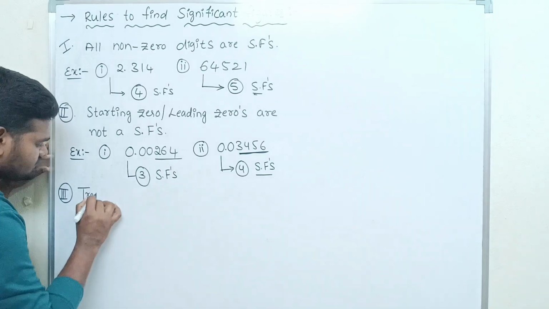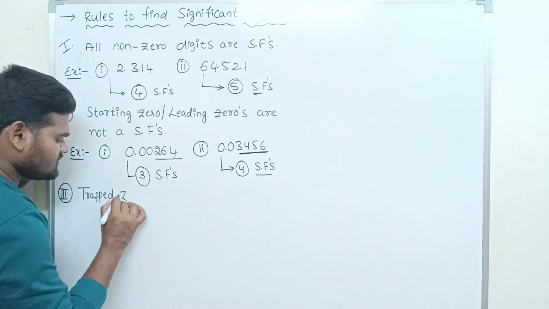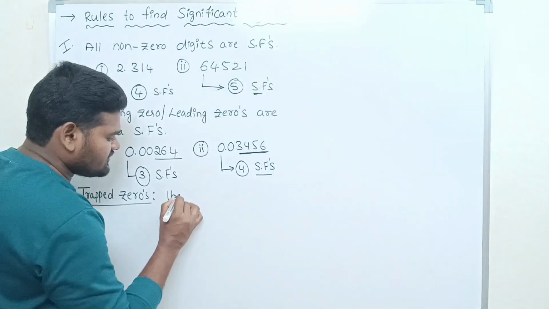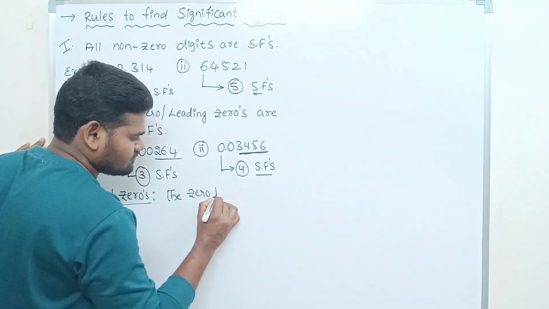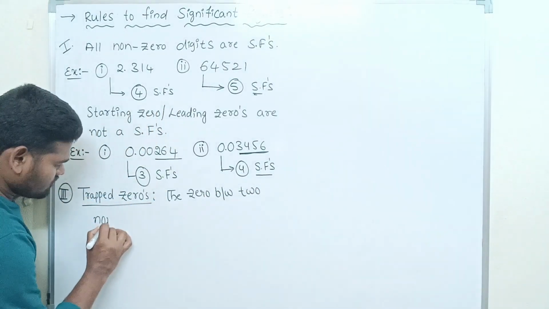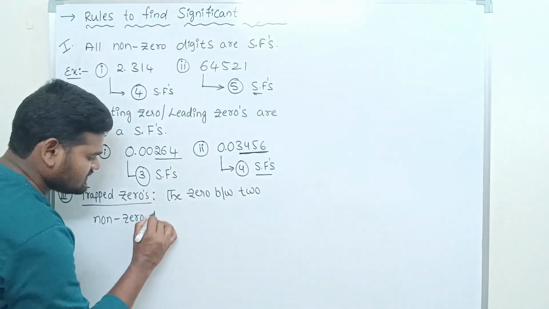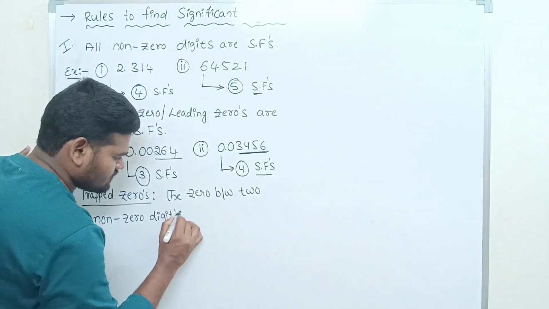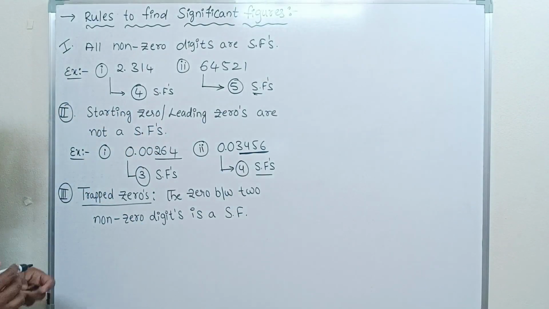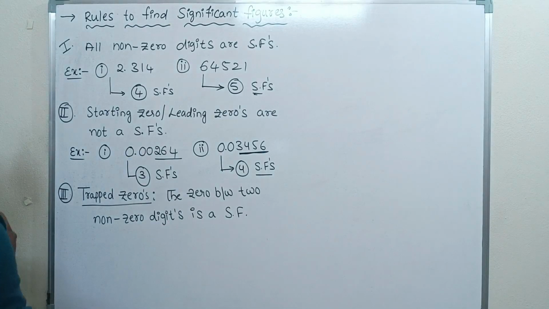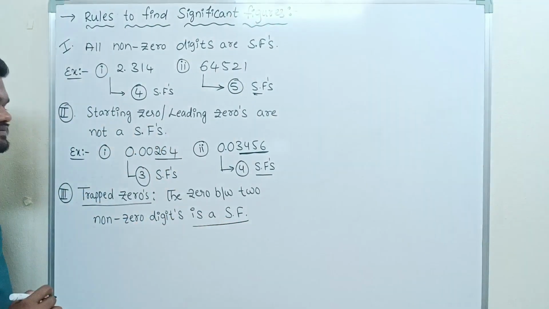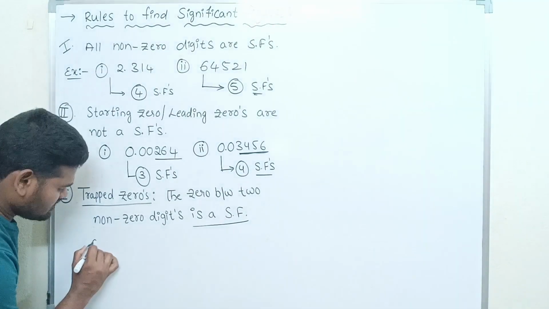So the third point, trapped zeros. What is that? Trapped zeros. That means the zero between two non-zero digits is a significant figure. So what is the meaning of trapped zeros? The zero between two non-zero digits is a significant figure. Okay, right. Example.